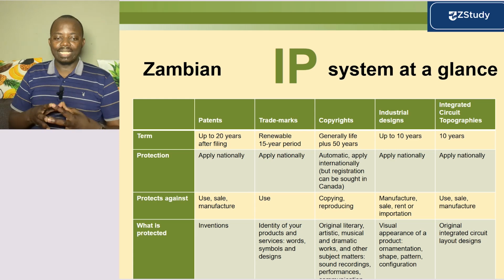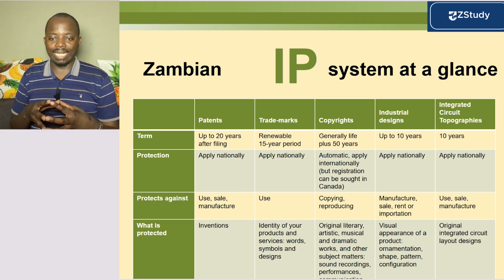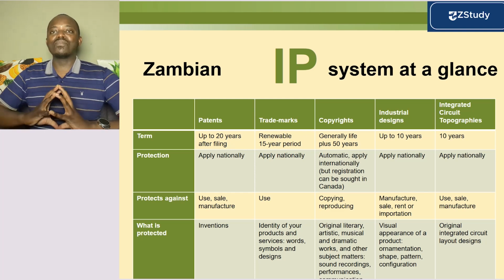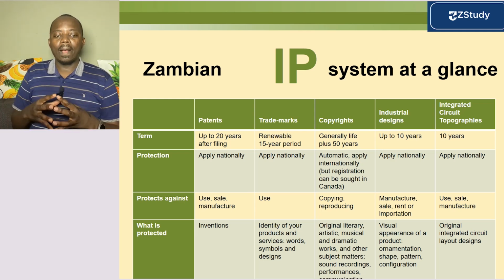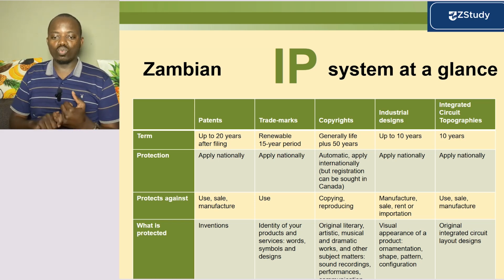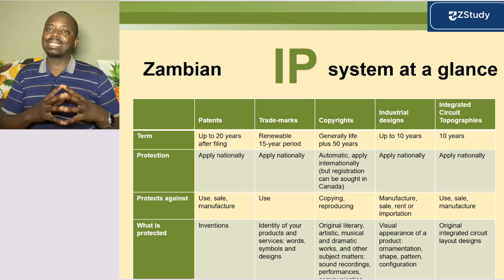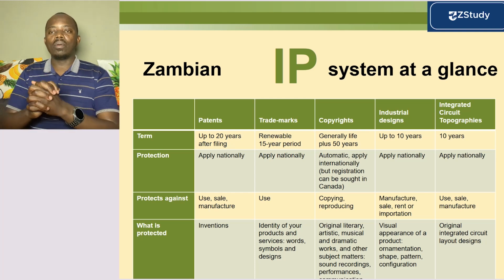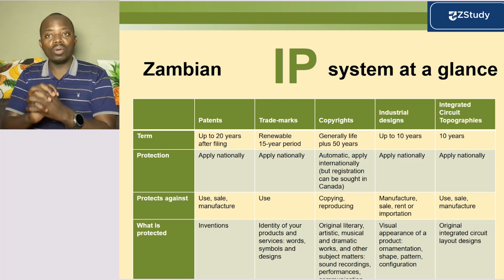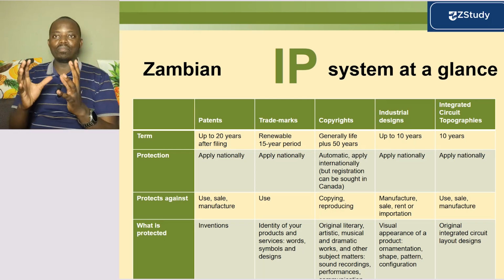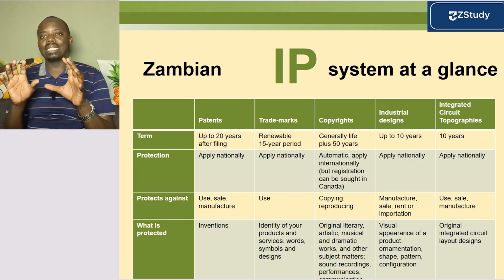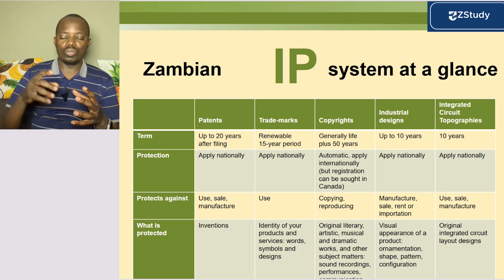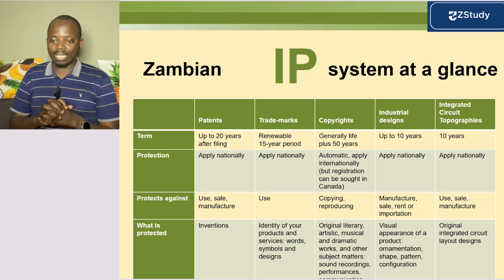Now, what do patents protect? Patents protect inventions. In simple terms, patents protect something new, something novel that you have come up with. Then trademark protects the identity of a product or service: words, symbols, and design. If you are going to buy cooking oil, how do you identify which cooking oil you use in your home? It is the design of that cooking oil, the label, that makes it easier for you to decide, this is the one we use at our home. That's what trademark protects.